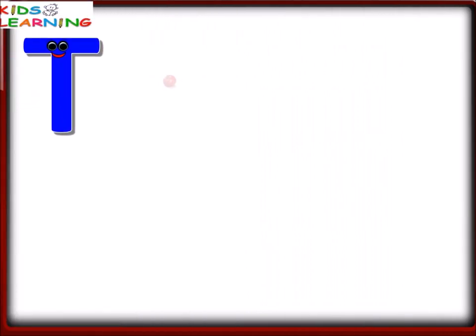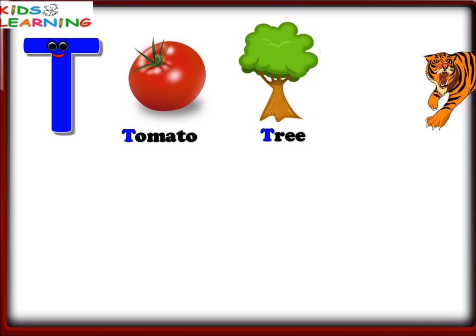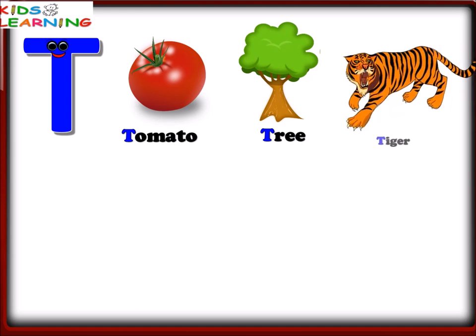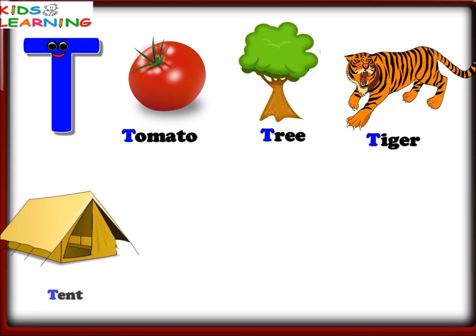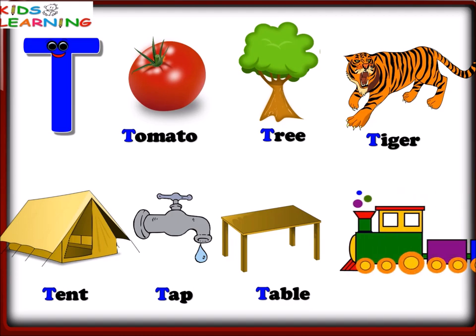T. T is for tomato. Tree. Tiger. Tent. Tap. Table. Train.